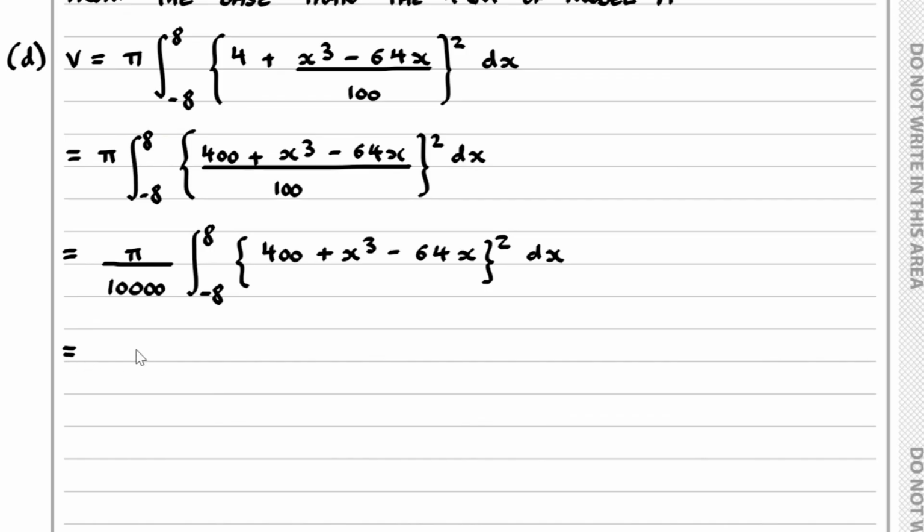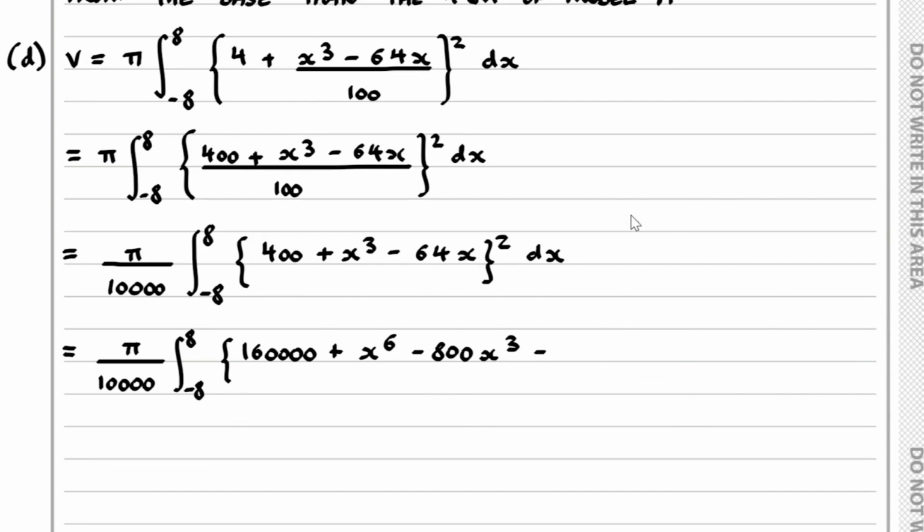So if I work out what this is, I've got pi over 10,000, and if I expand 400 plus x cubed minus 64 all squared, well, what I'd end up with is 160,000 plus x to the 6 minus 800 x cubed minus 512,000x minus 128x to the 4 plus 4096 x squared.